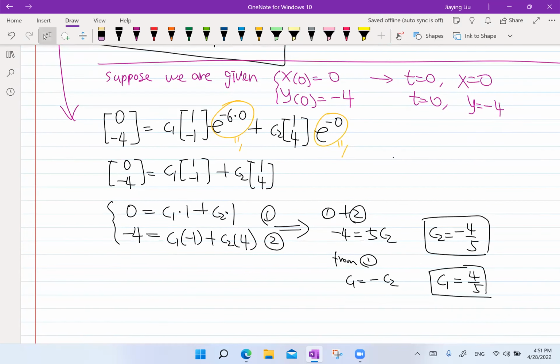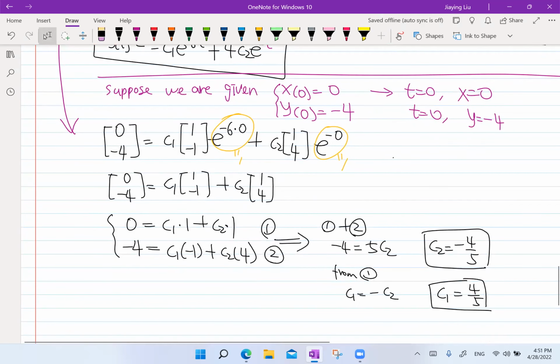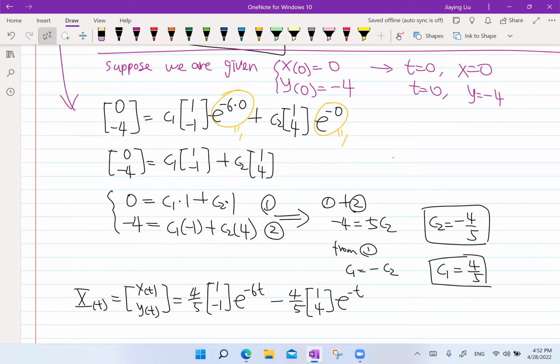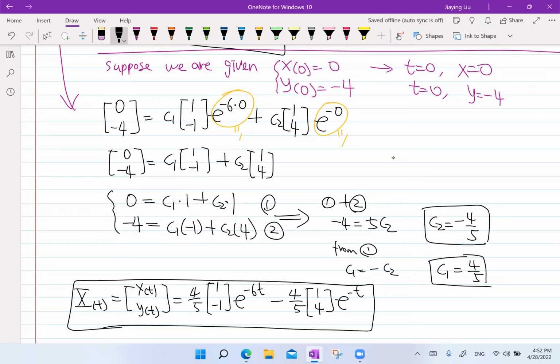And if we know C1, C2, then we can figure out the solution. So that's going to be capital X of t, or you can write it as (x of t, y of t). That's going to be equal to C1, 4/5, V1, which is (1, -1), e to the -6t, plus C2, which is -4/5, (1, 4), e to the -t. So just take C1, C2, put them back in there. So that will be the specific solution.